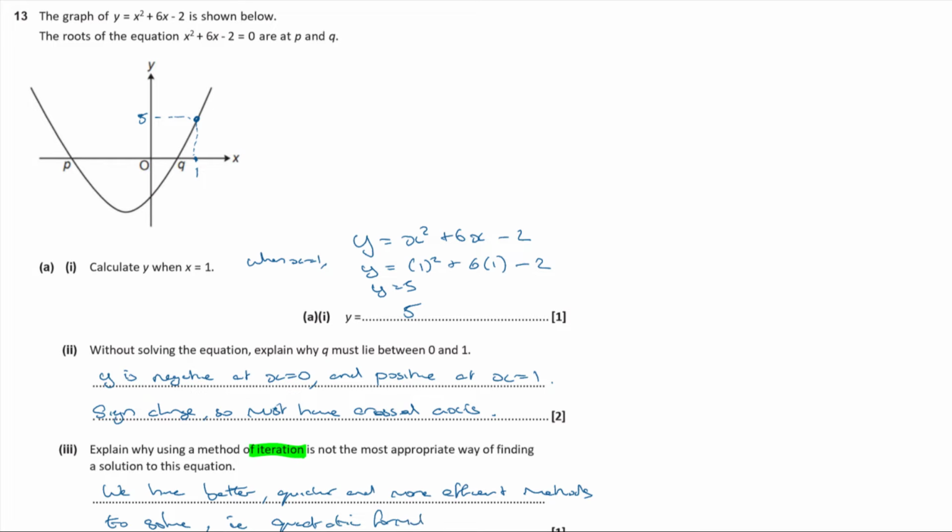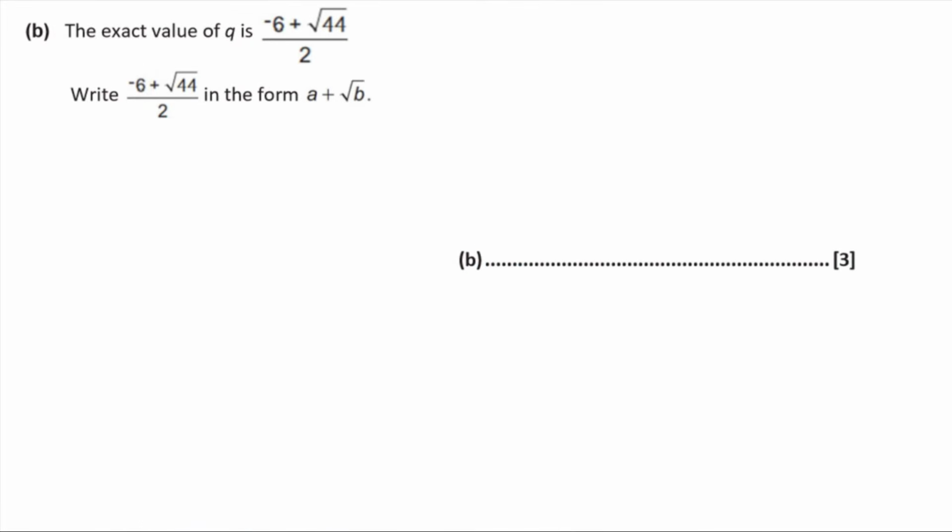You can just use the quadratic formula to find it. Okay, so yeah, we're not going to use iteration when we've got a formula that we can find it exactly. Part B says the exact value of q is minus 6 plus root 44 over 2. Write minus 6 plus root 44 over 2 in the form a plus root b.